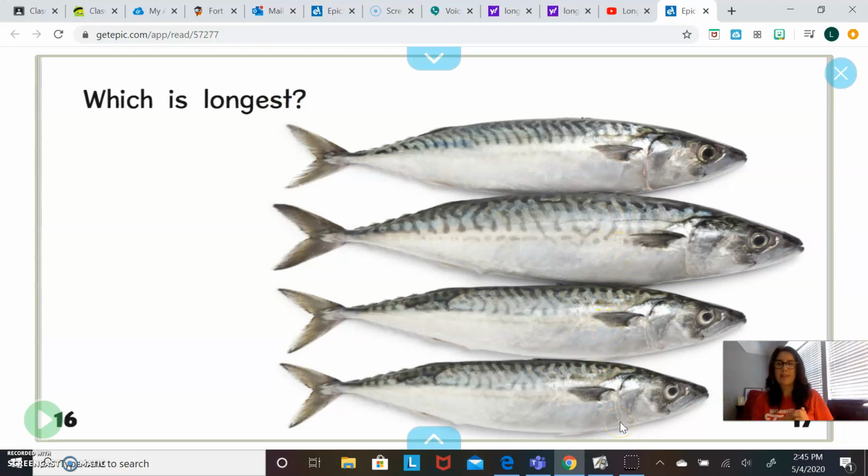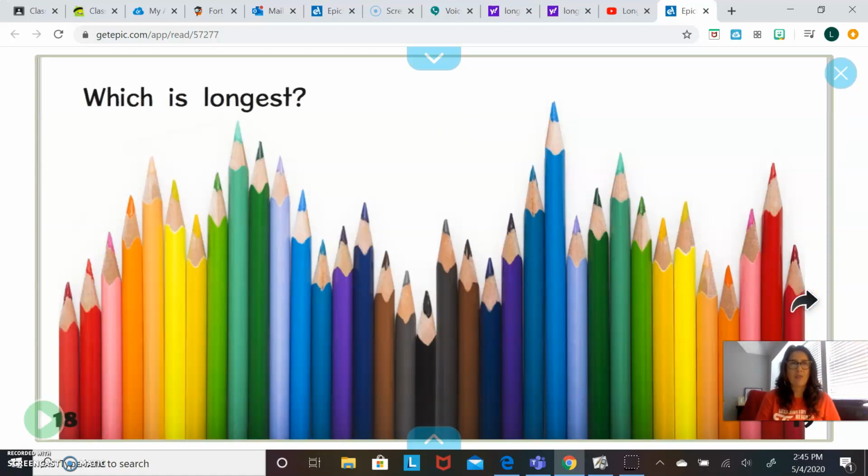What do you think? I think the second one is the longest too. Which is longest? Oh, this one might be a little tough to see. Looks like this one and this one are close. But if we look at it really closely, it looks like this blue one reaches up a little higher, right? So I'm going to say this blue one is probably the longest. What do you think?